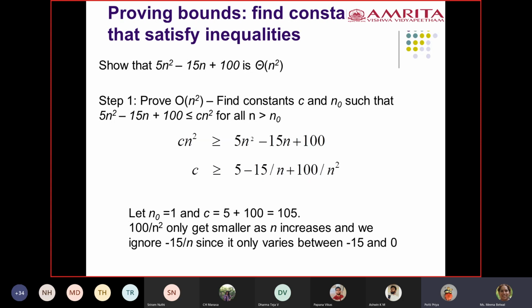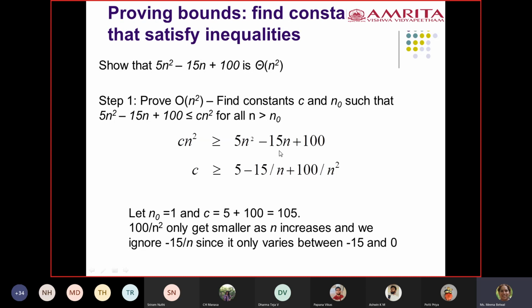Yes, the maximum value of this, the maximum we are finding out. So when we are finding the maximum value, we are ignoring the negative value because it is only decreasing it. So the maximum value can be 5 plus 100. Very good, very good. So that's why I asked you this question, students.